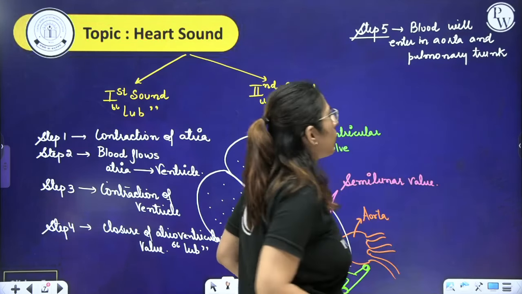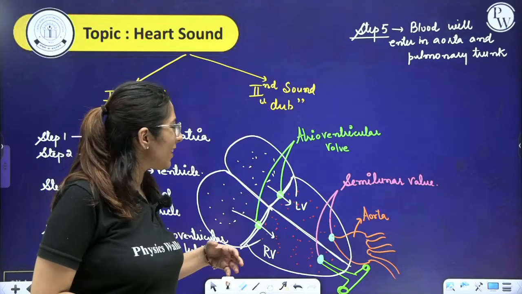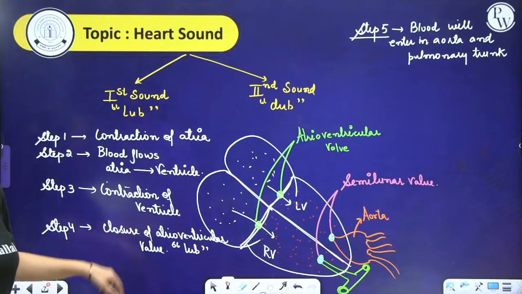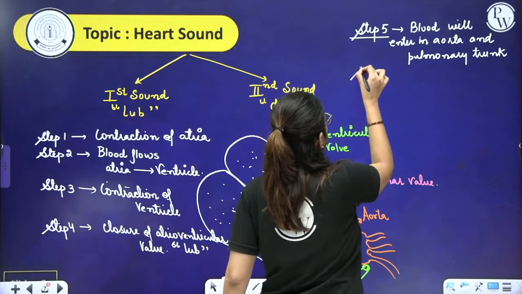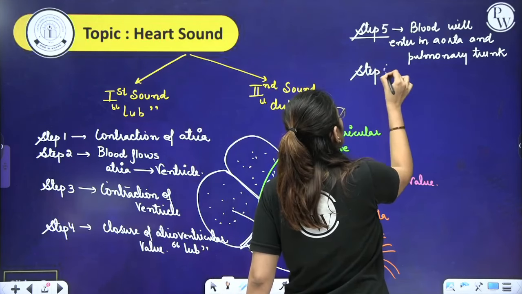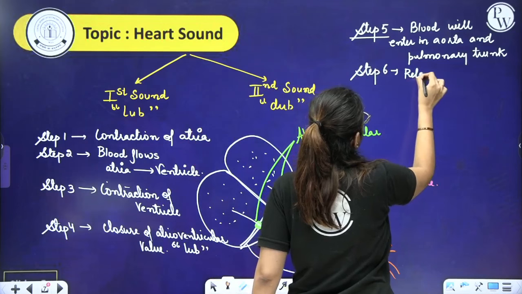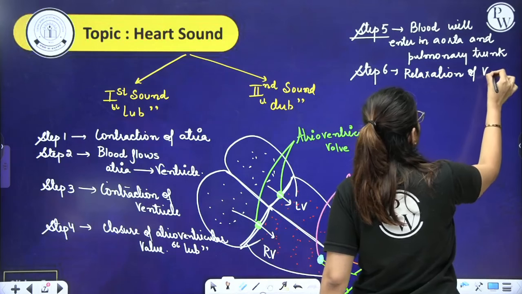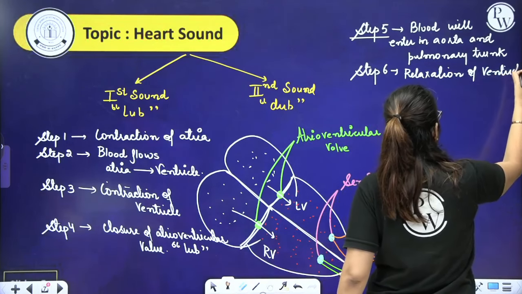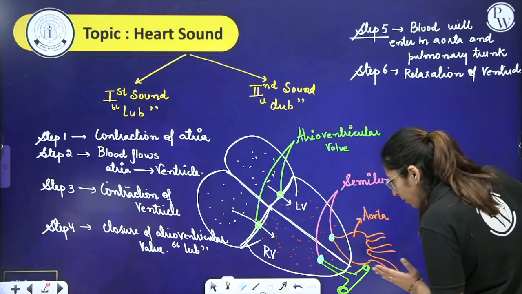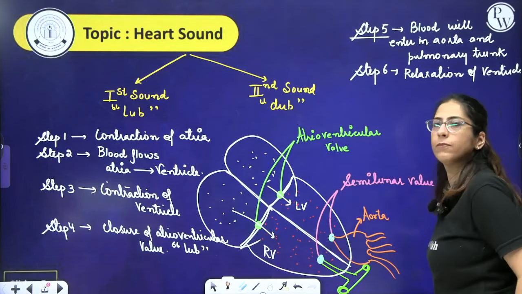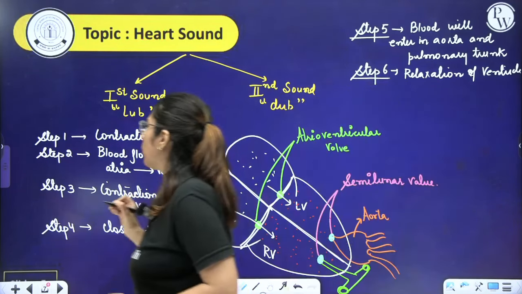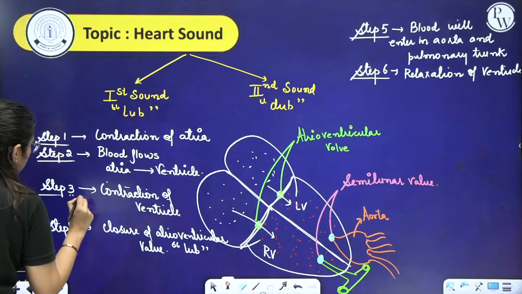Blood will enter into the aorta and pulmonary trunk, right? Now it is in the contract stage. As you can see, there is a contraction of the ventricle. Now what will happen? Step 6. Relaxation of ventricle. If there is relaxation of ventricle, the chances are that this blood can come back into the ventricle, and that we do not want, right? Do you want this, buddies? No. We don't want this.